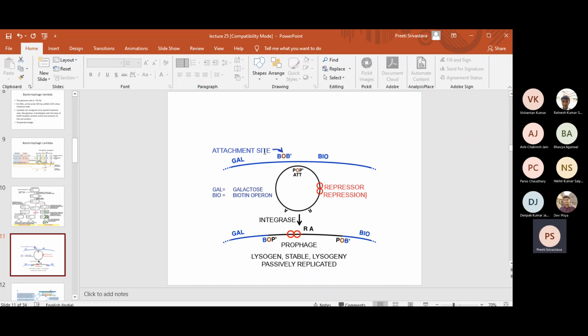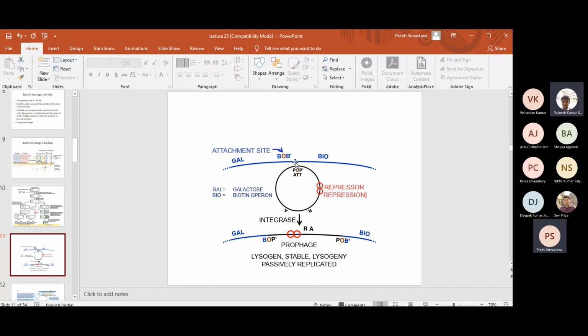And BOB', B is for bacteria. B and B prime are just the bacterial genes which are flanking the at site, which is 15 base pairs in length. In the phage DNA also you have POP', where P represents phage. P and P prime represent phage DNA. B and B prime represent bacterial DNA. And O is the at site, 15 base pairs in length.